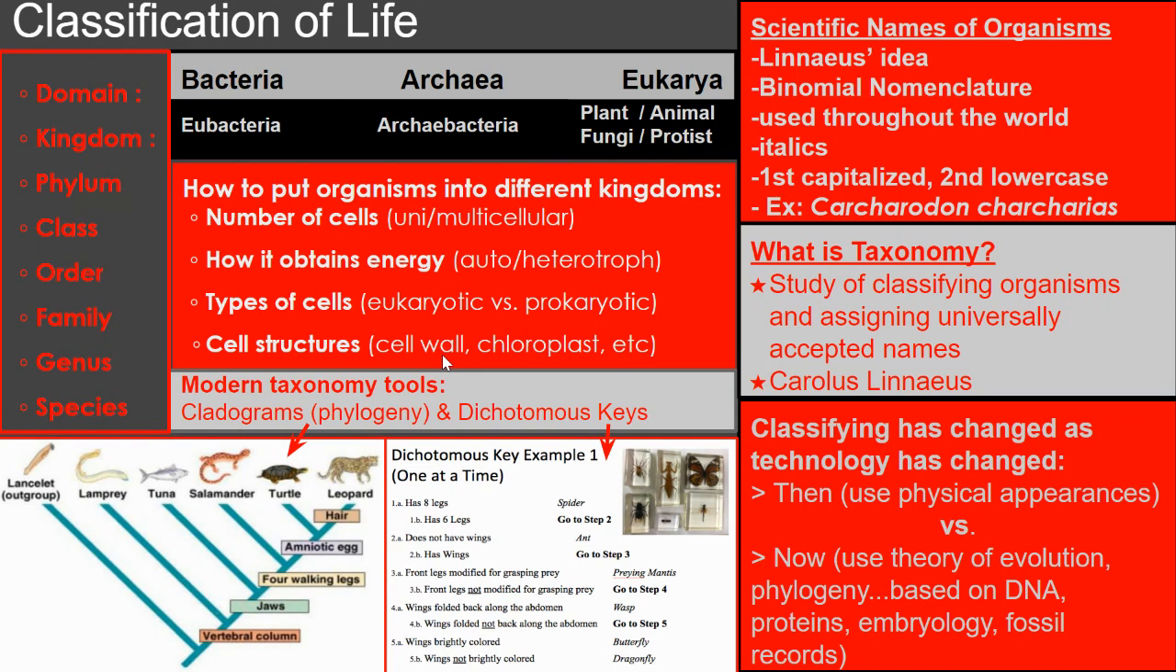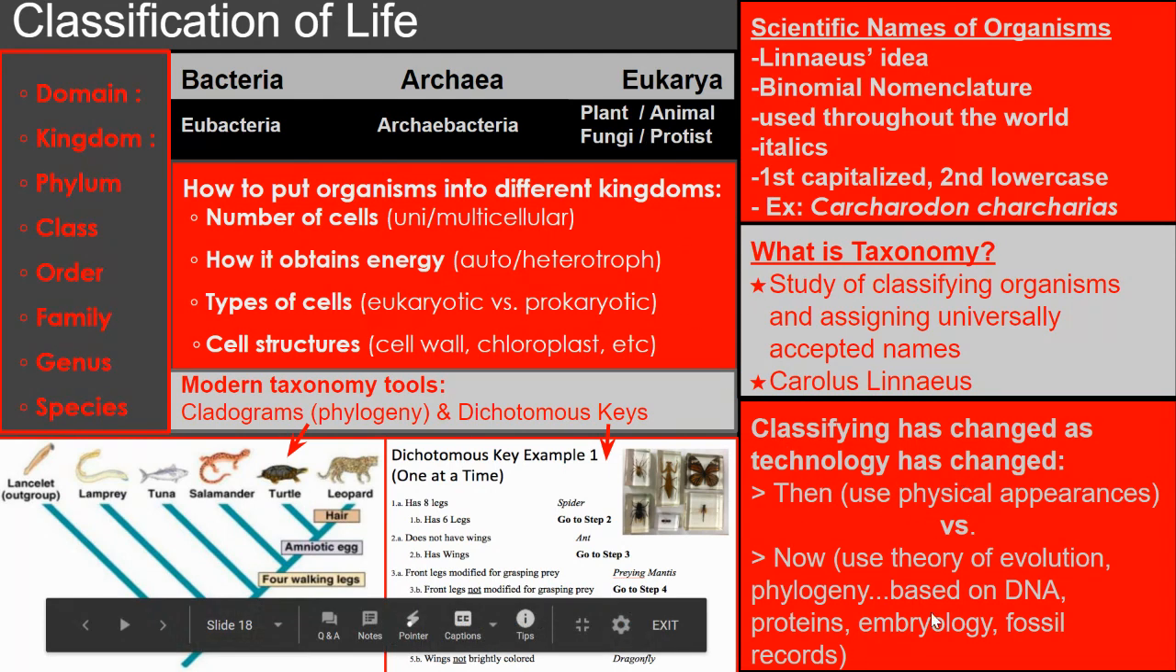So different materials to make up cell walls could tell us which kingdom a certain organism is. So this is basically if you were a scientist and you were to come across a brand new species that nobody has ever seen and you have no idea what it is, you could look at these different characteristics: number of cells, how it gets energy, what type of cells does it have, what are its cell structures that it has, and determine if it should go into one of these six kingdoms and which kingdom it should go into.